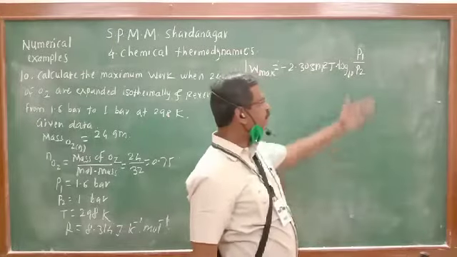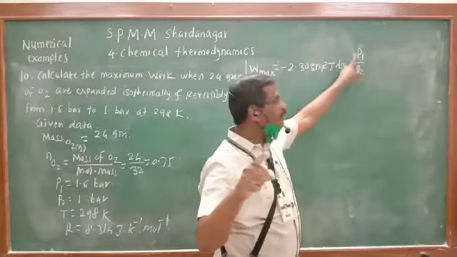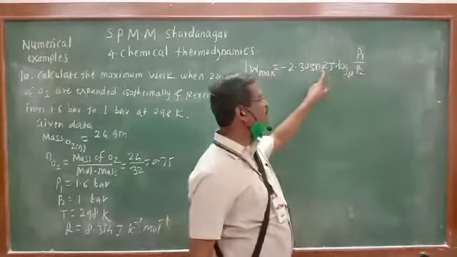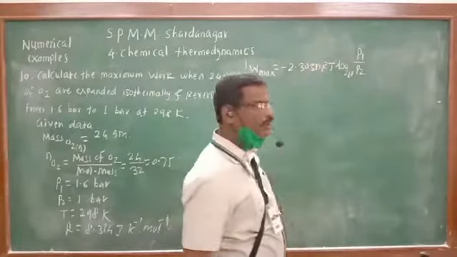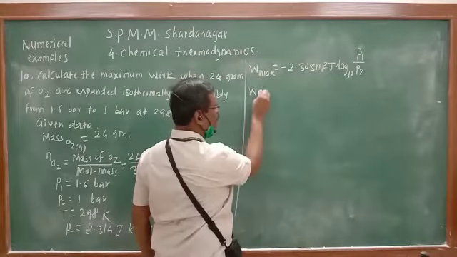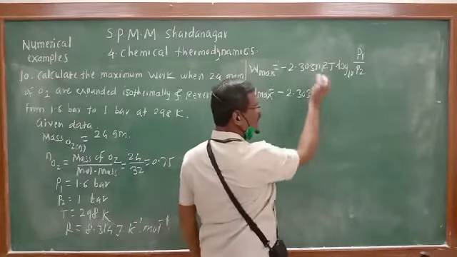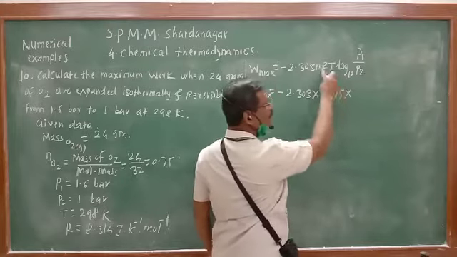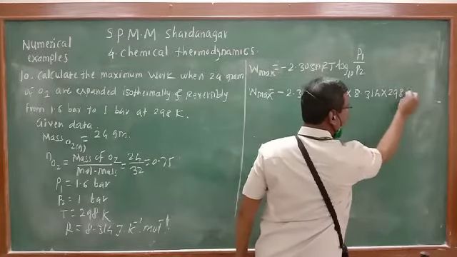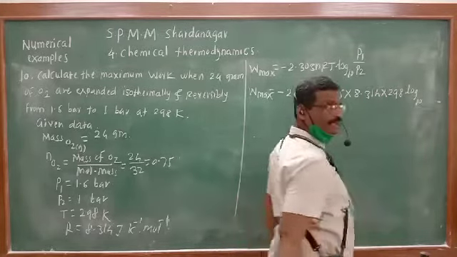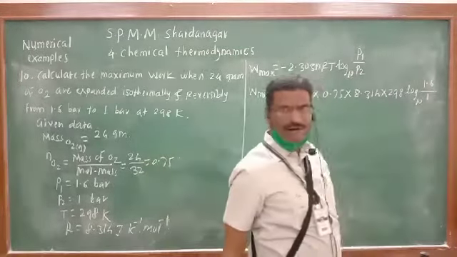No matter about the unit of P1 and P2, they must be the same. P1 and P2 must have the same unit, but these units have nothing to do with the unit of R or T because the units cancel with each other. Directly we can substitute the value. So W max is equal to minus 2.303, n is 0.75, R is 8.314, temperature 298 Kelvin, log to the base 10 of initial pressure 1.6 bar divided by final pressure 1 bar.